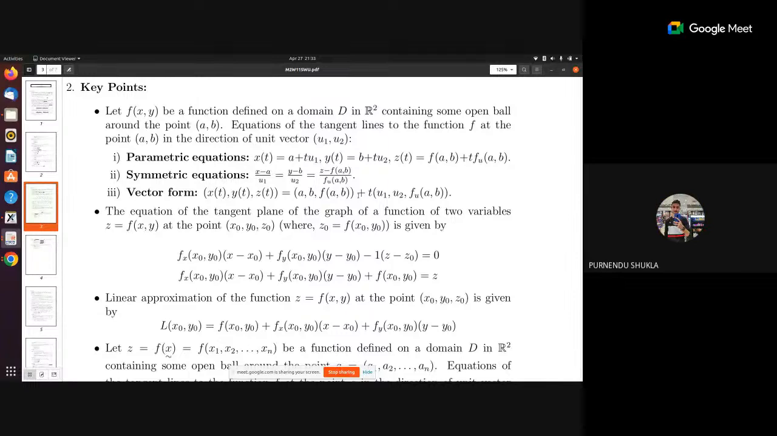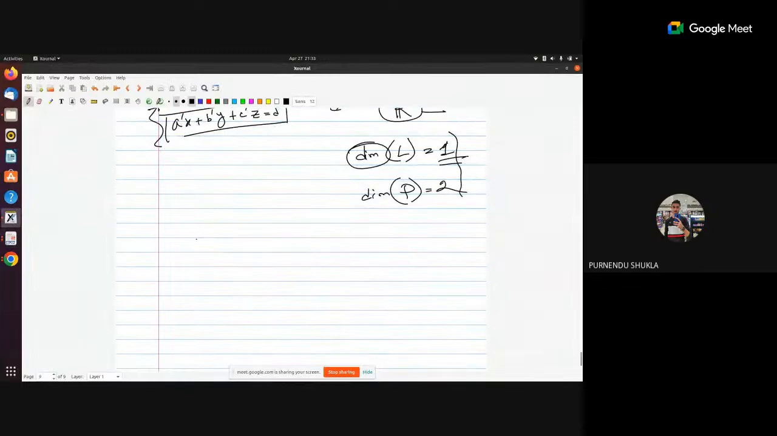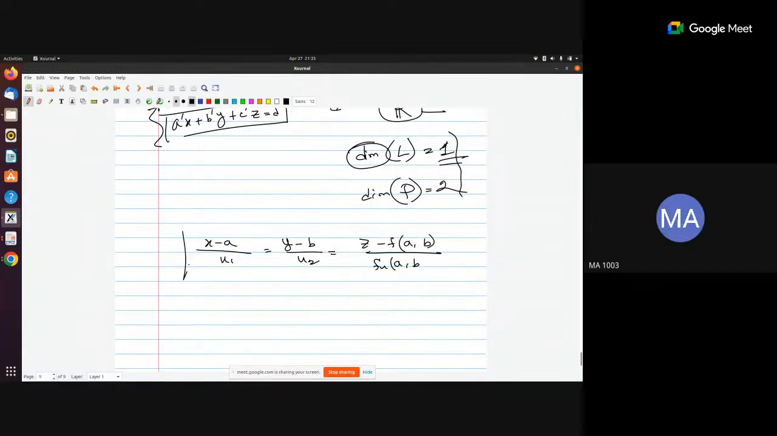Sir, you said about considering two equations like (x minus a) by u1 and (y minus b) by u2. So there is an equality sign. So why will we consider two equations? Okay, let me explain again. This is the tangent line equation.